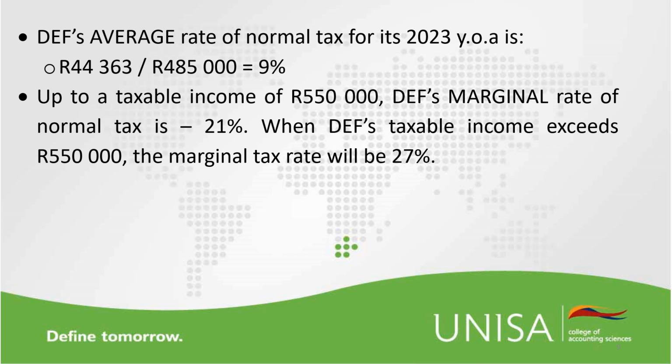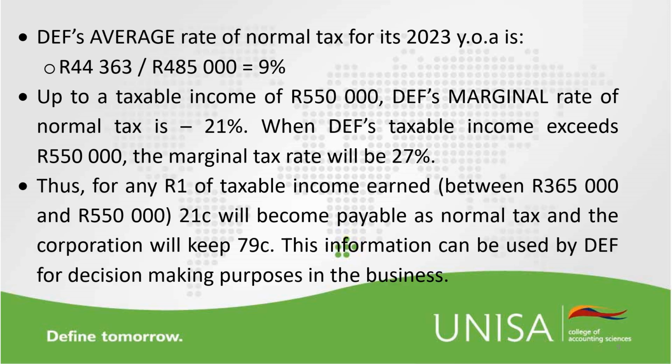Once DEF's taxable income exceeds 550,000, the marginal tax rate on the amount above 550,000 will be 27%. So for any R1 of taxable income earned between 365,000 and 550,000, 21 cents will become payable as normal tax, and the corporation will keep 79 cents. This information can be used by DEF for decision-making purposes in the business.